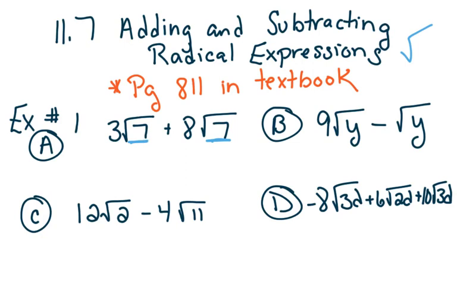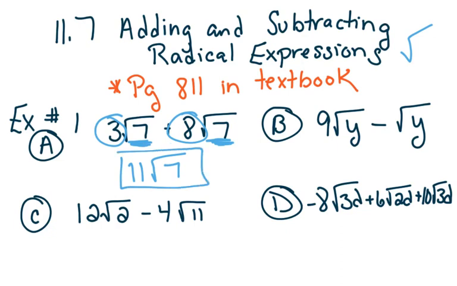So since this example, number 1a, which again I'm coming from the textbook page 811, has 7 underneath the square root for both of them, really what I just need to think about, since these match right here, is that they're the same, so I can put them together. They're like terms. So now I'm just thinking in my head, 3 plus 8. Well, 3 plus 8 is 11.